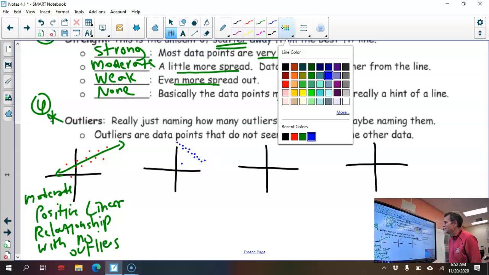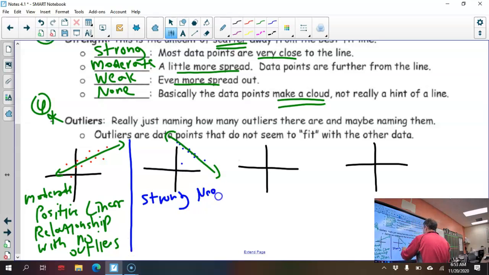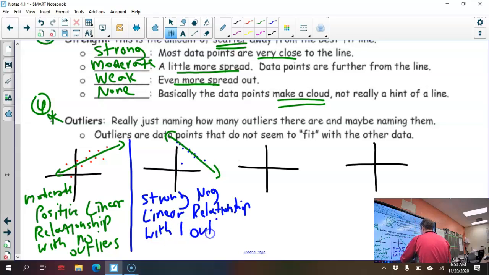If I were to draw a best fit line for that, it might look like this. All right, so I think I would call that one a strong, negative, linear relationship with one outlier.